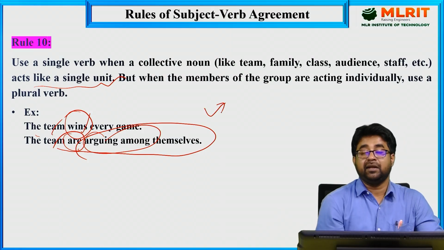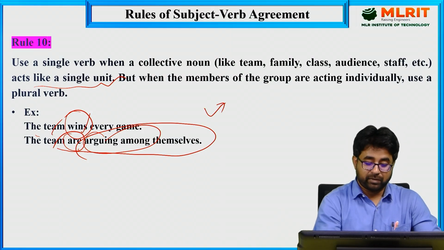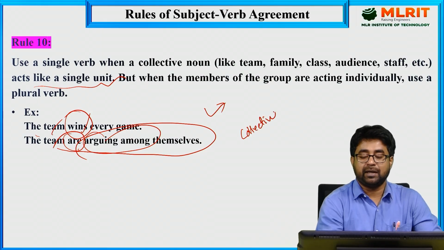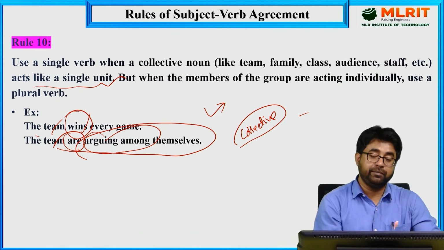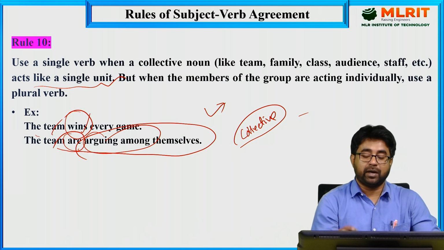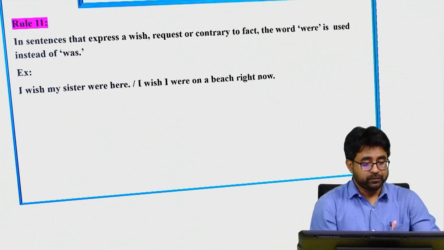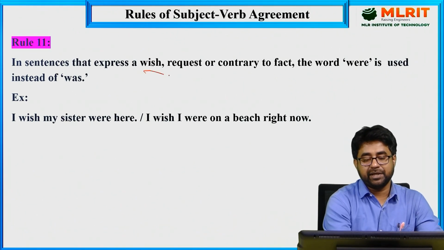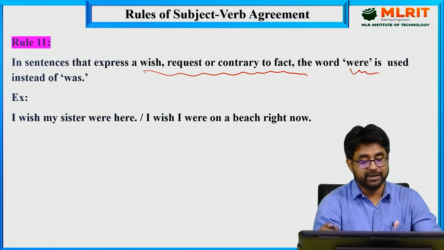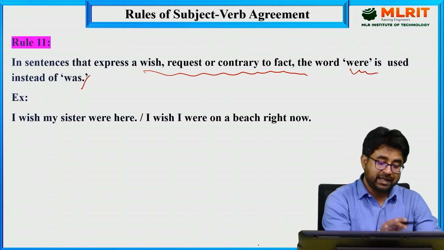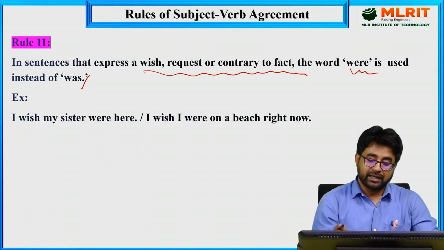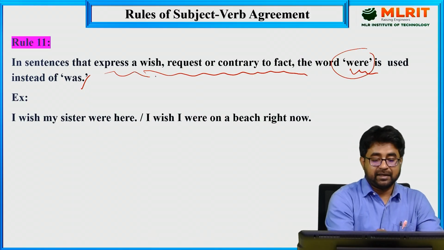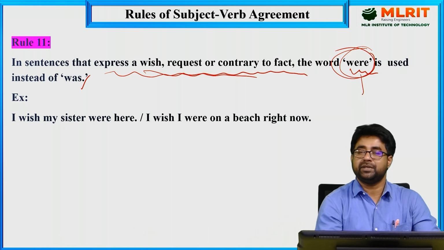So again, please remember whenever you are dealing with a collective noun, you have to understand this additional factor, whether they are working as one single unit or as individuals within a group, right? Accordingly, you have to use the verb. Next rule, rule number 11: in a sentence that expresses a wish, request, or contrary to fact, the word were is used instead of was. So here is one exception. Normally, if the subject is singular, we always use a singular verb, right? But in these instances we are always supposed to use were, which is by default plural.